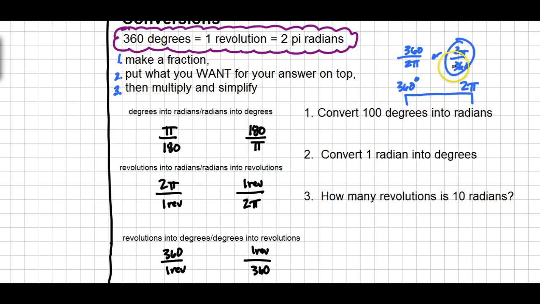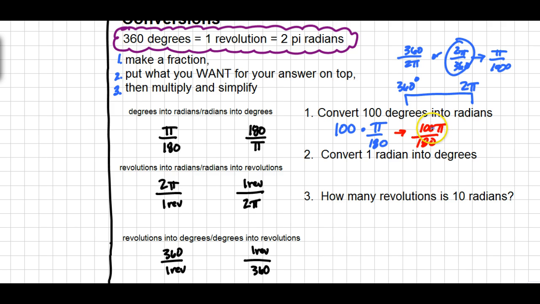Keep in mind that 2 and 360 are both numbers that have a common factor of 2, so that fraction is going to automatically reduce to pi over 180. So that's the fraction I'm going to use. So I have 100, I'm going to multiply it by pi over 180. When I multiply that straight across, I'm going to get 100 pi over 180. And now I simply need to reduce that.